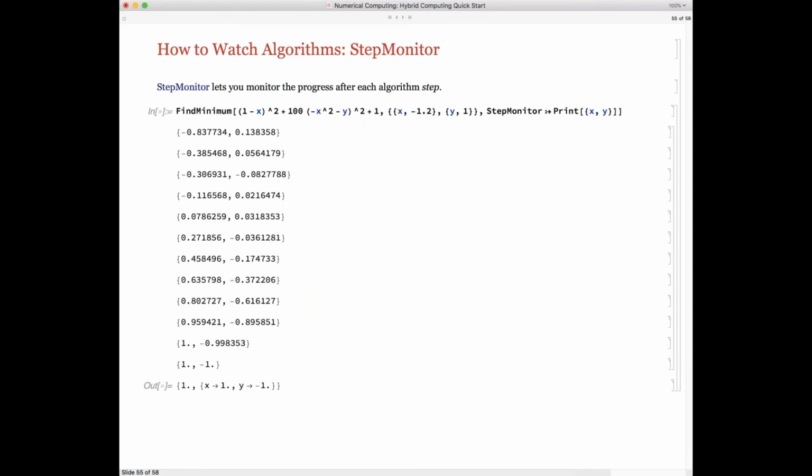Whereas EvaluationMonitor catches each numeric evaluation of the operand, StepMonitor, on the other hand, triggers at each step of the underlying method, which is usually less often. So StepMonitor is a good choice for finding a bird's eye view of functions like FindMinimum and NDSolve that operate in distinct steps. In this example, you can see the convergence of two-dimensional minimization to the local minimum at x equals 1 and y equals -1.